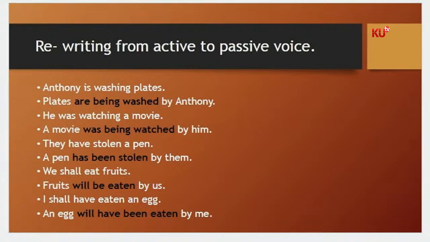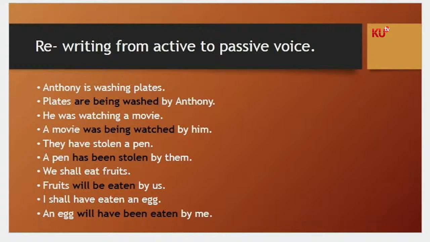Then, I shall have eaten an egg. We have "I", which is the subject. Then we have "shall have eaten", which takes part of our tense. Eaten is the verb, and an egg is the object. So we say, an egg will have been eaten by me. So that is how we change.